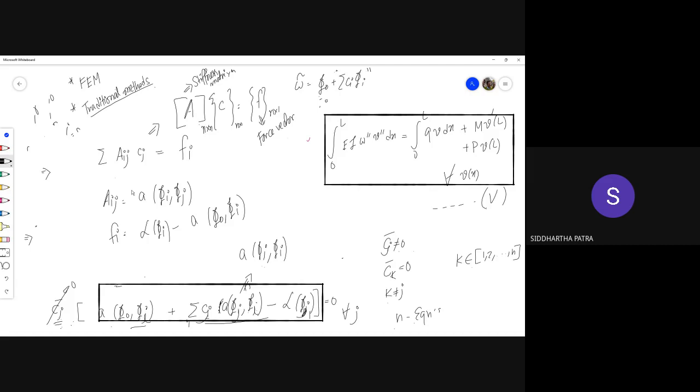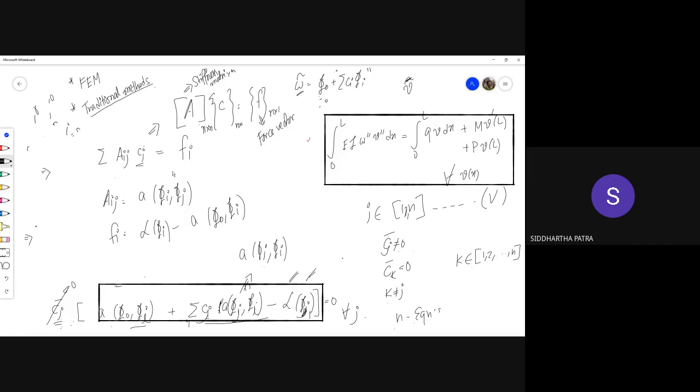But this part is clear that for each j going from 1 to n, I can write each of these algebraic equations. In the end, I'll have n algebraic equations, or in this case n linear equations. And these are linear equations in the cj's. Please understand, these are cj's, not c bar j's. We are not solving for the variation. We cannot, because it is arbitrary. We are only solving for the approximate function. So we are solving for these cj's, and we have n linear equations on cj's.